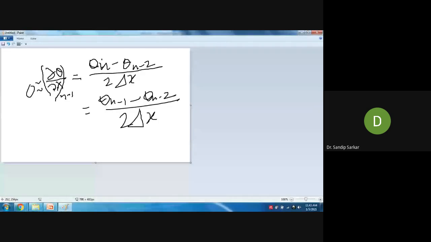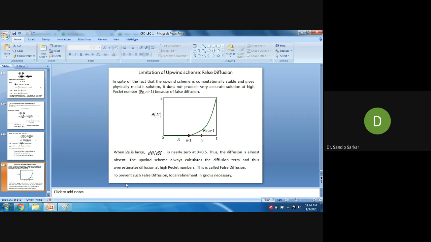So basically, though it is 0, we are calculating this. Though the value will be very small, we are calculating this del theta del x term continuously with the upwinding scheme. That means it introduces an additional diffusion to the problem, which is called the false diffusion. This is the primary limitation of the upwinding scheme.